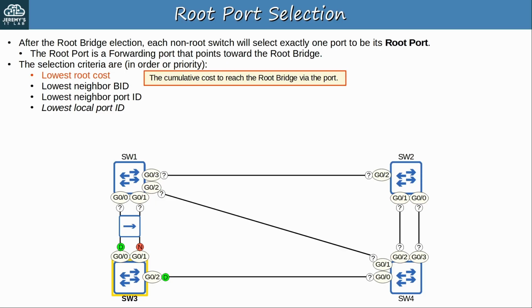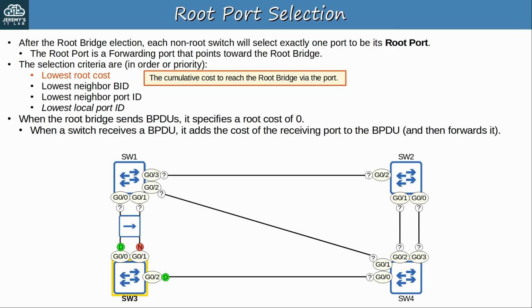First, we'll look at root cost, the cumulative cost to reach the root bridge via the port. By cumulative, I mean it's not the cost of the individual port itself, but the cumulative cost of the whole path to the root bridge. So how does a switch calculate a port's root cost? When the root bridge sends BPDUs, it specifies a root cost of 0. It is the root bridge, so its cost to reach itself is 0.